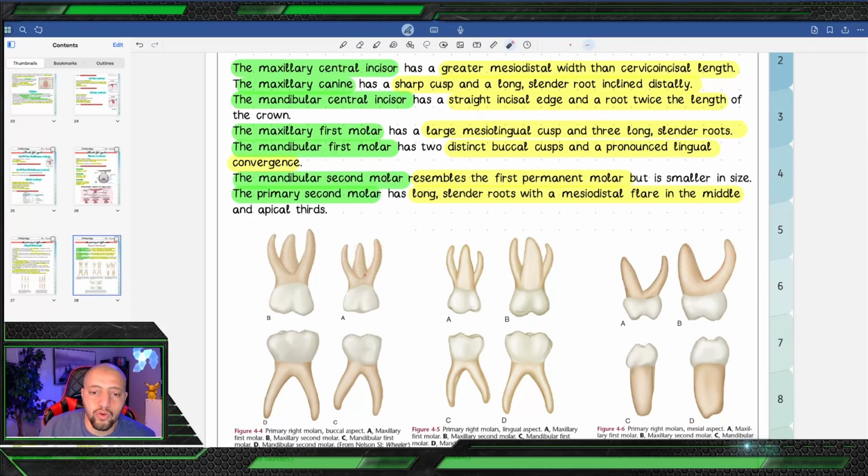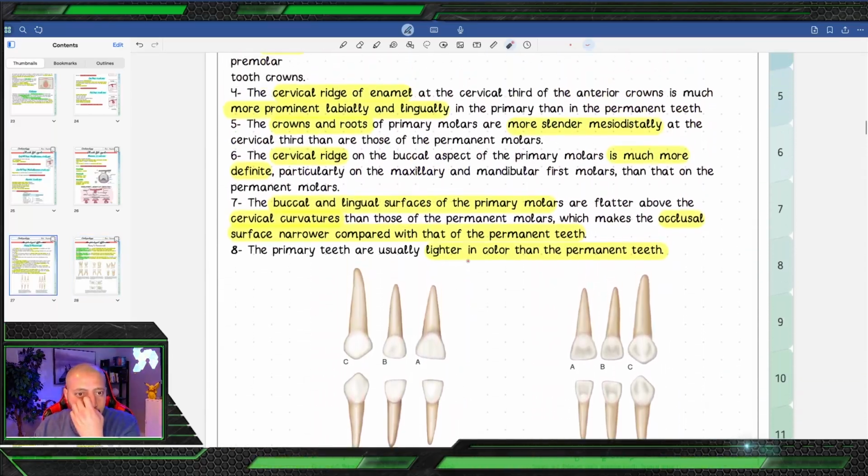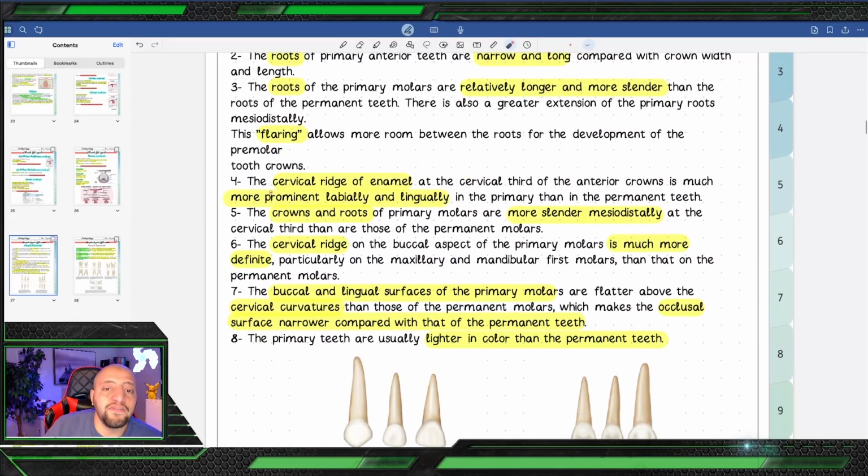You see the trunk is short and the roots are longer and cylinder-like, to give a space for the permanent tooth to come in here. The cervical ridge of the enamel at the cervical third of the anterior crown is much more prominent labially and lingually, and this is very important for us when we do the stainless steel crown because of the constriction. The constriction at the cemento-enamel junction is very huge. The crown and root of the primary molar are more cylindrical mesiodistally.